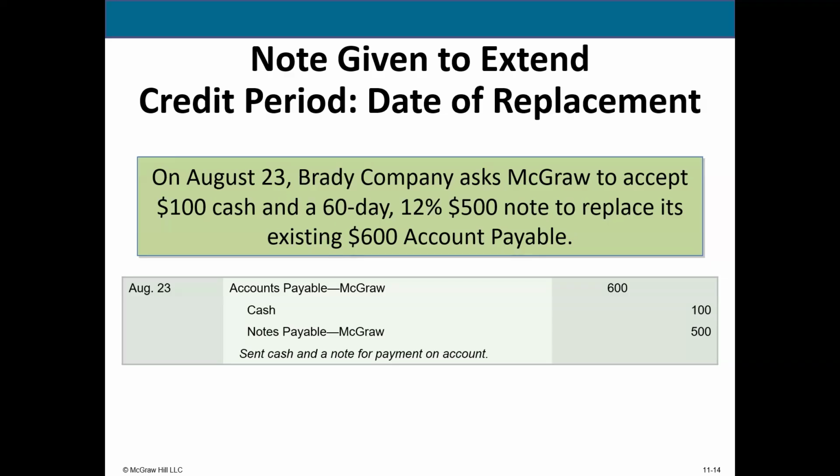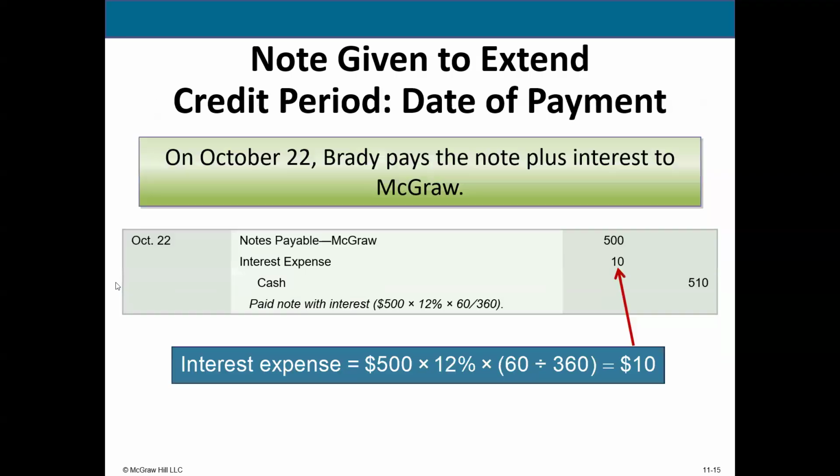So the transaction looks like this. We debit the account payable for 600. We credit cash 100 because we said we would pay them 100 up front. And the rest of it we convert to a note payable. So we credit notes payable. So the 60 days goes by and then we got to pay them, right? So here we are paying them on that transaction. So 60 days later, we debit the note payable for 500. We debit interest expense, and then we credit the cash. The interest in this case is $10.